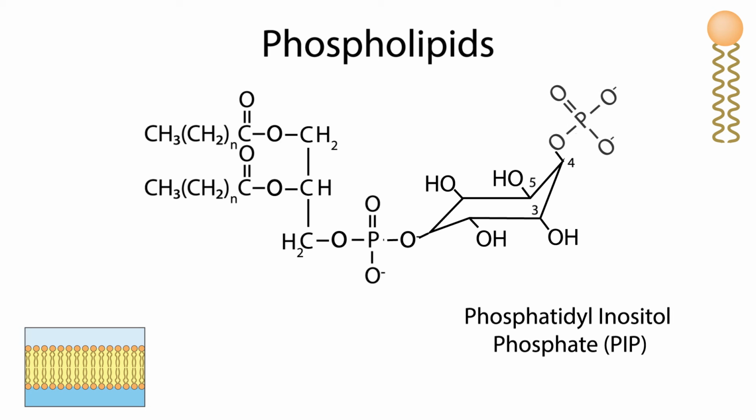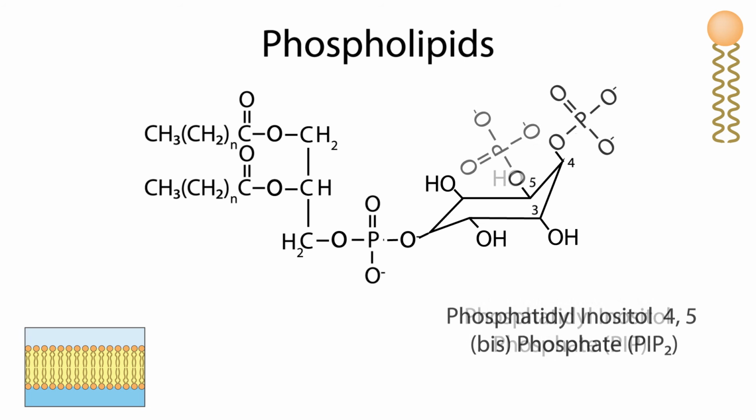Phosphorylation at the 4 position produces phosphatidylinositol phosphate. Phosphorylation at the 4 and 5 positions produces phosphatidylinositol 4,5-bisphosphate. This is very important to signal transduction, as cleavage by phospholipase C at this position produces the 2 second messengers IP3 and diacylglycerol.